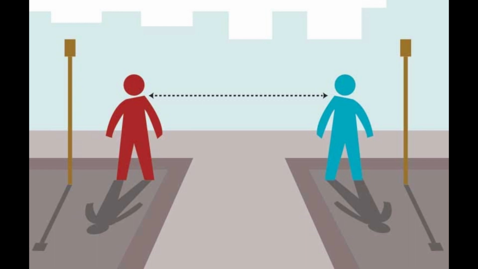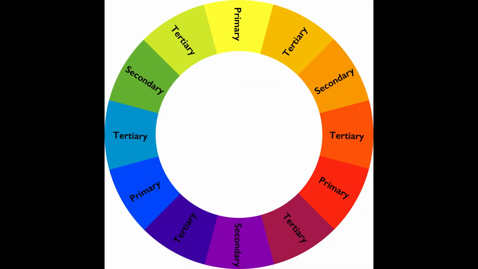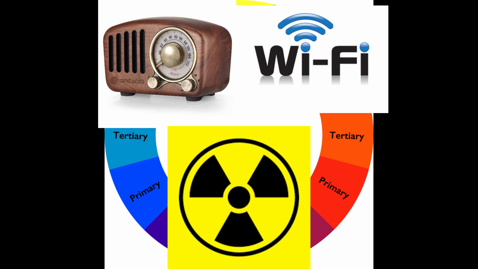The distance between 2 points in the wave determines its wavelength. Therefore, changes how it is perceived. Some different wavelengths include all the colors that you can see, radio, Wi-Fi, and radiation.